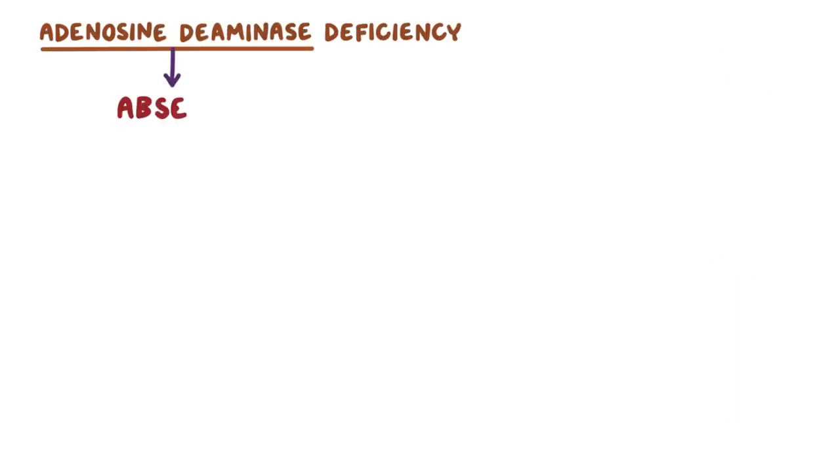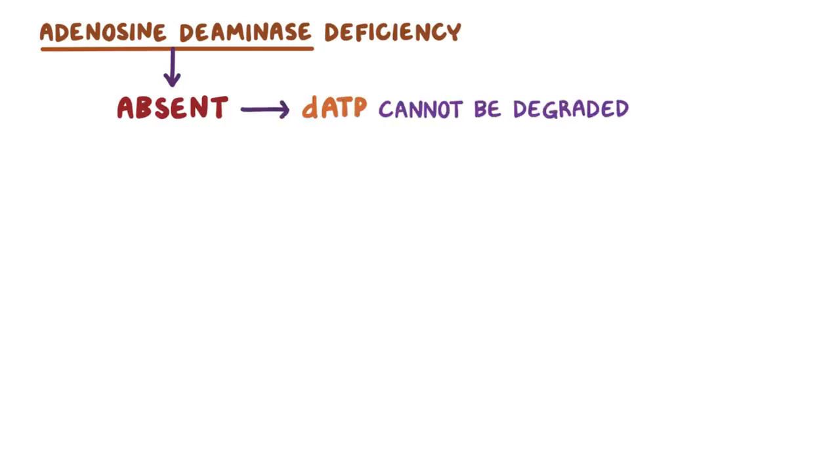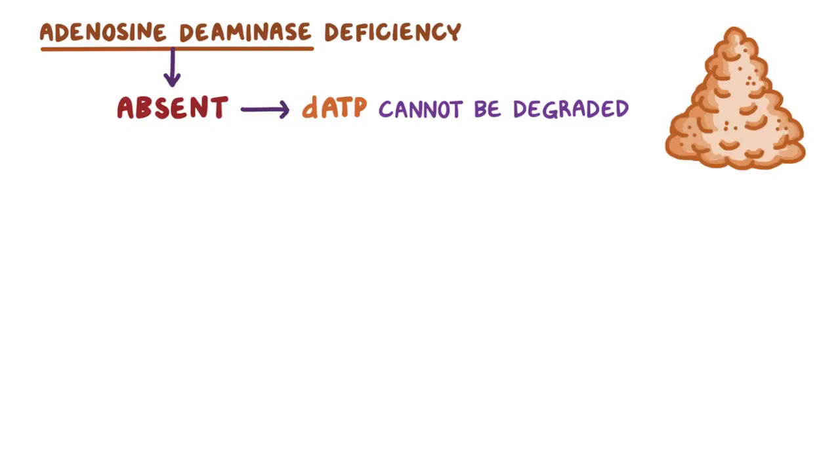In individuals with adenosine deaminase deficiency, a key enzyme, adenosine deaminase, is absent, and as a result, dATP cannot be degraded when no longer needed, so excessive amounts of dATP pile up. This huge excess of just one type of nucleotide slows the process of the cell division immensely.